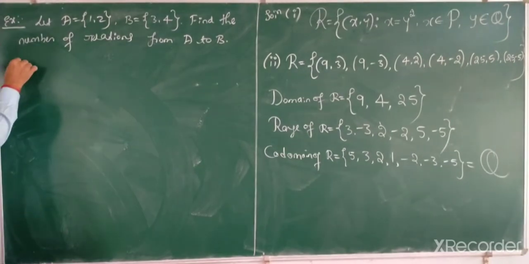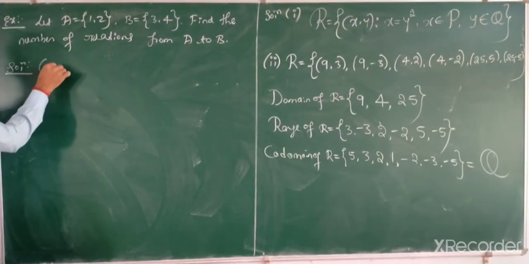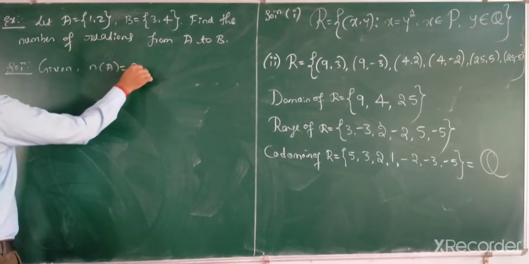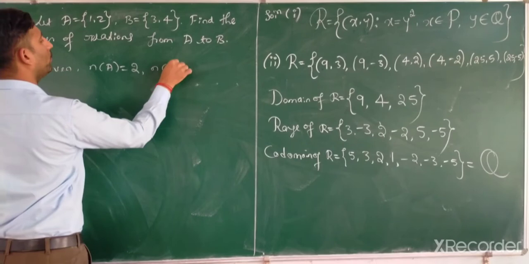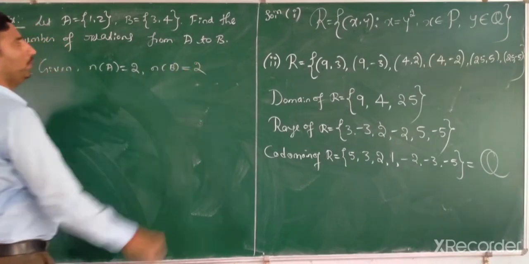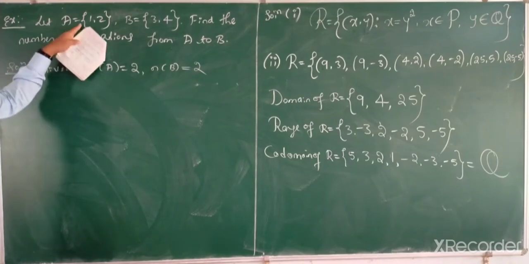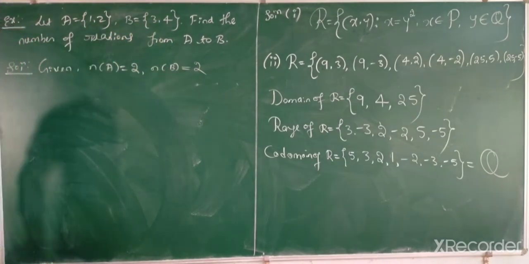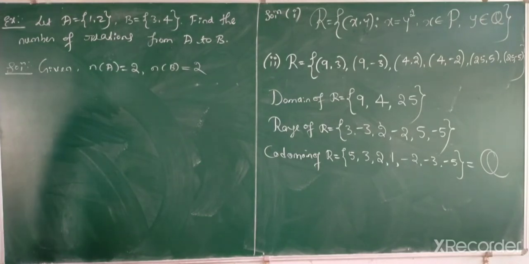Solution. Given n of A is equal to 2, n of B is equal to 2. Number of elements 1, 2. There are 2 members. Find number of relations from A to B.